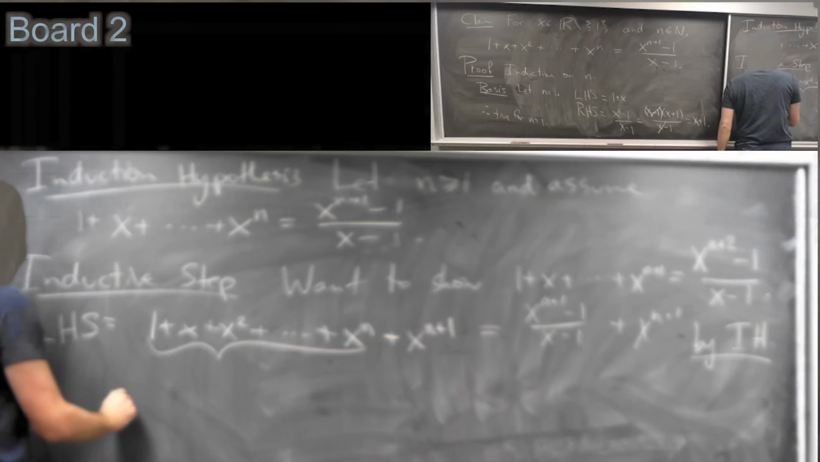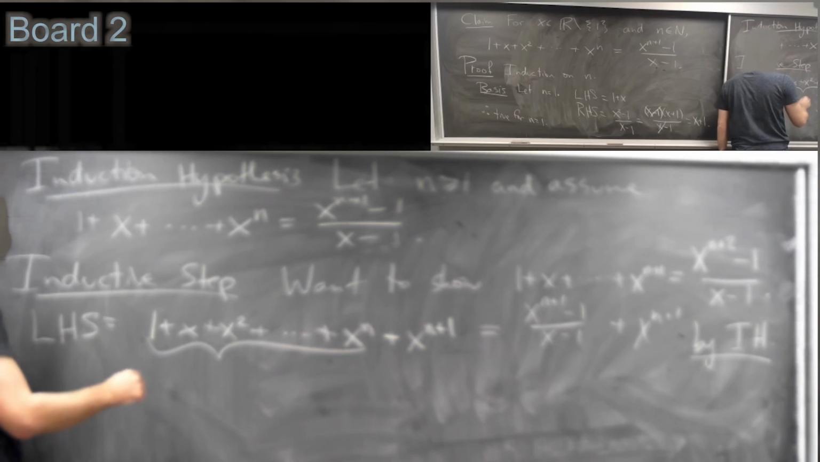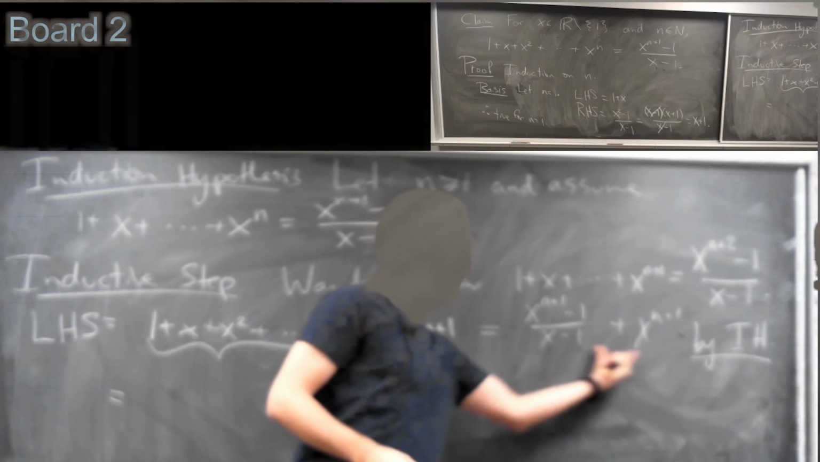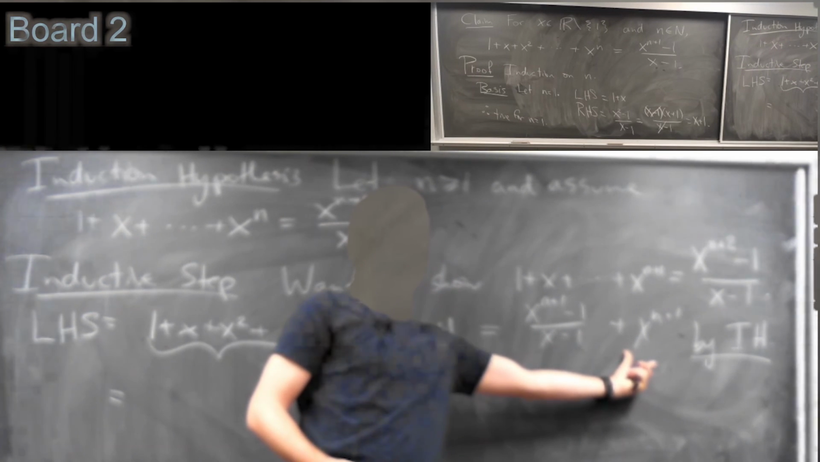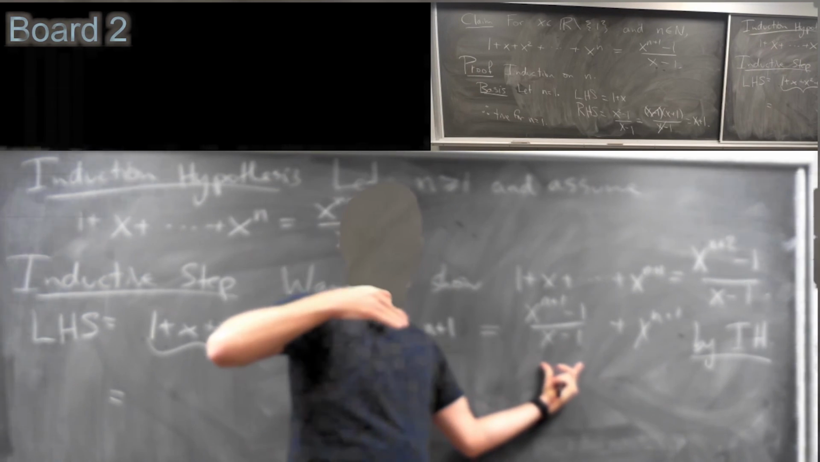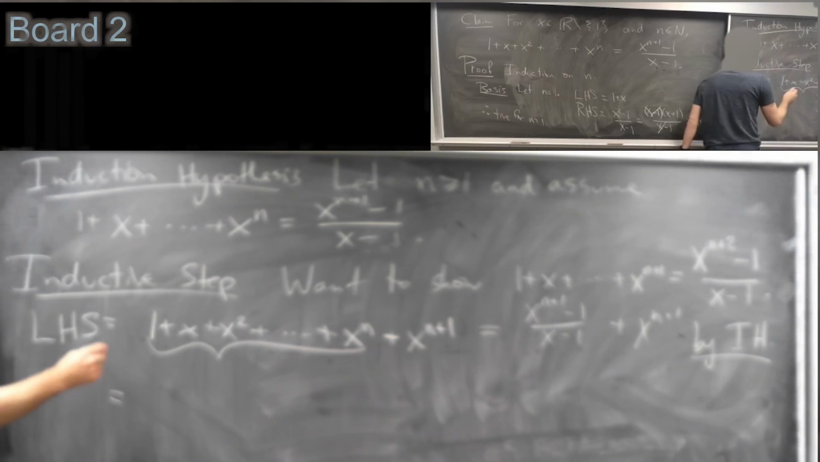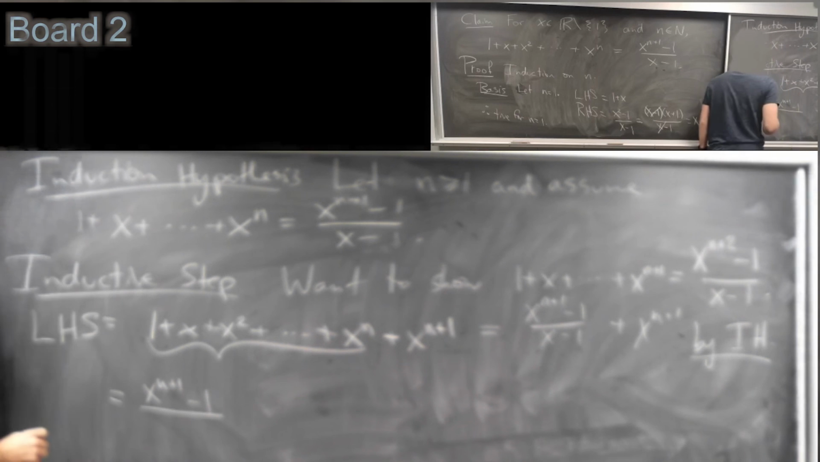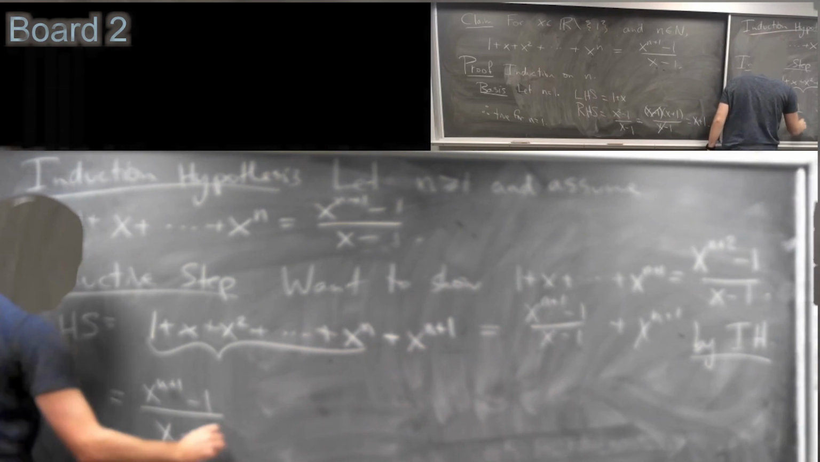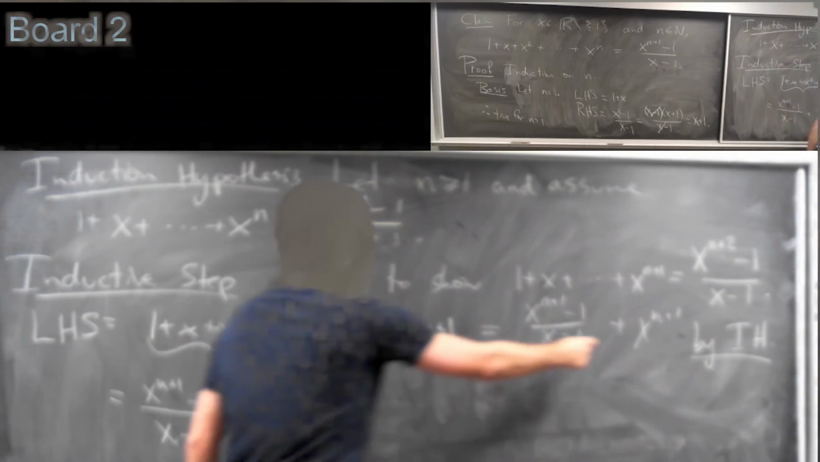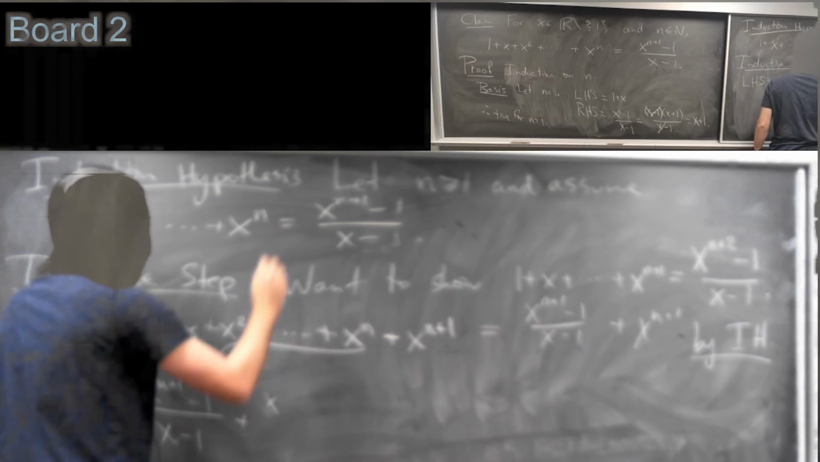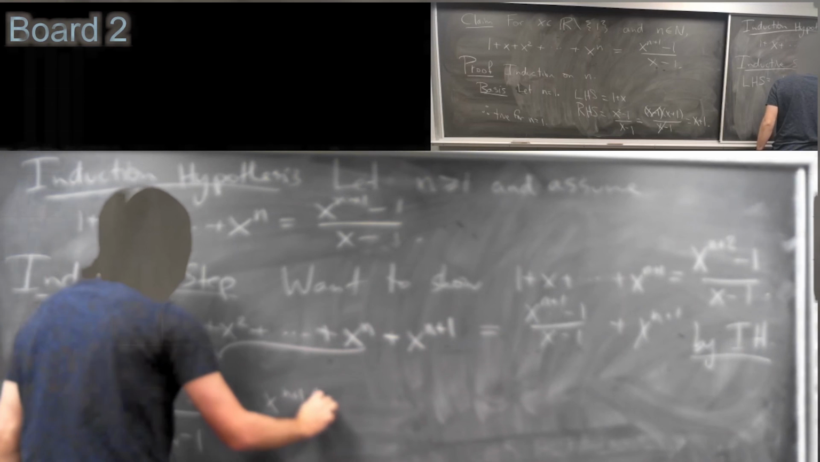Now it's just algebra, and that's also how these things usually go. I want to add these up. Got to get them over the same denominator, right? So I've got x to the n plus 1 minus 1 over x minus 1. I want to get the other term over the denominator x minus 1, so I multiply top and bottom by x minus 1.